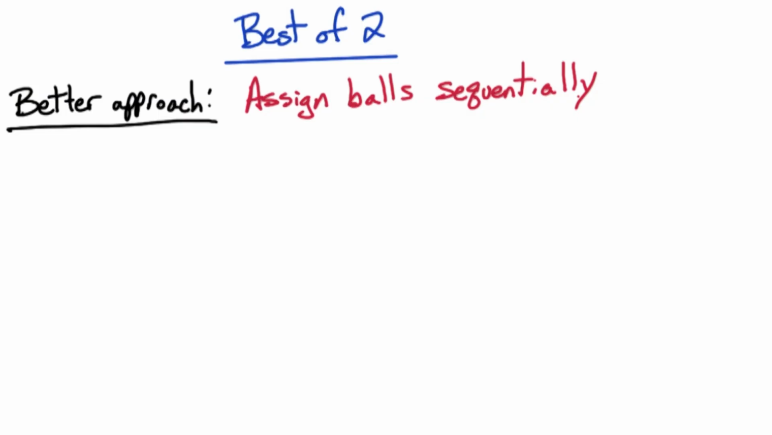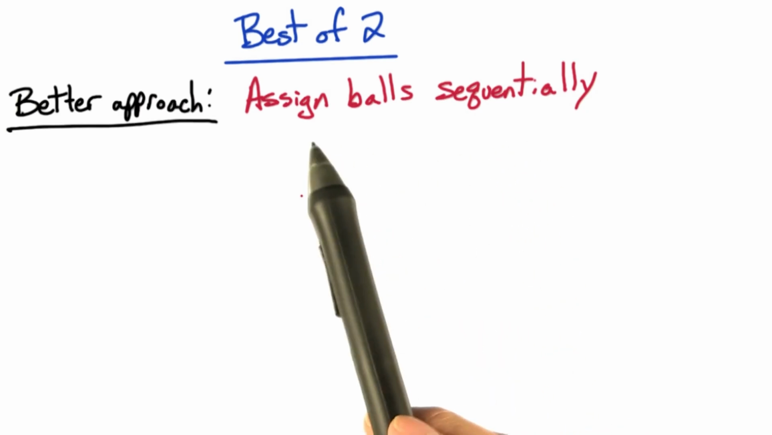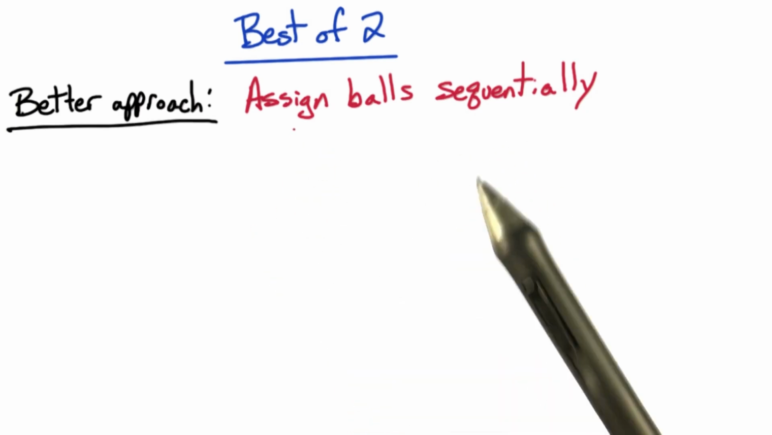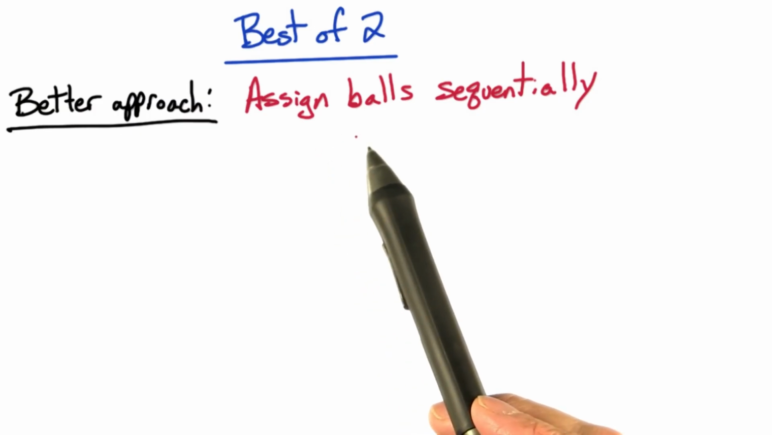Therefore, we could have assigned all the balls simultaneously, in parallel. They could have all been assigned to bins at the same time. Or we could have assigned them one by one, sort of sequentially. So we could have taken ball 1 and assigned it to a random bin, take ball 2, assign it to a random bin, and so on up to ball n.